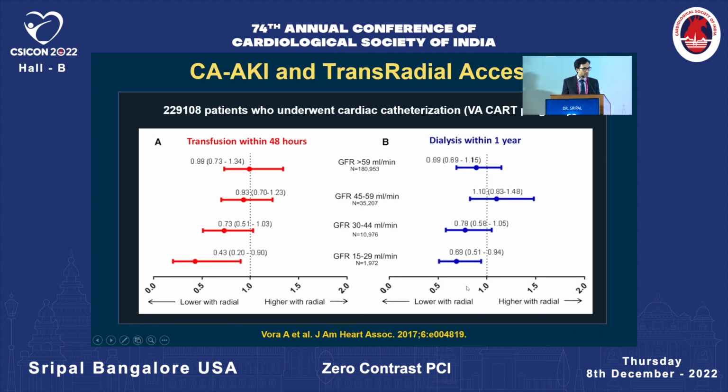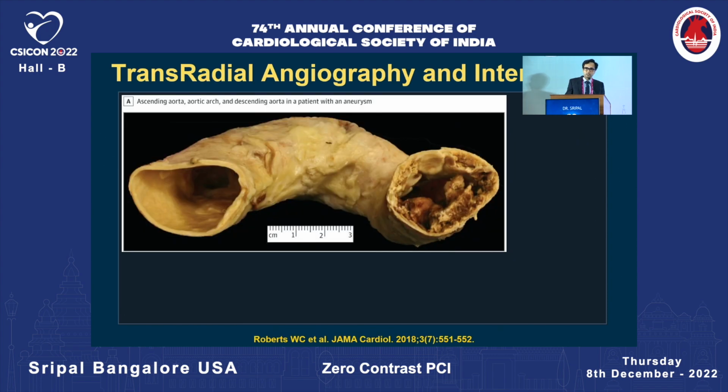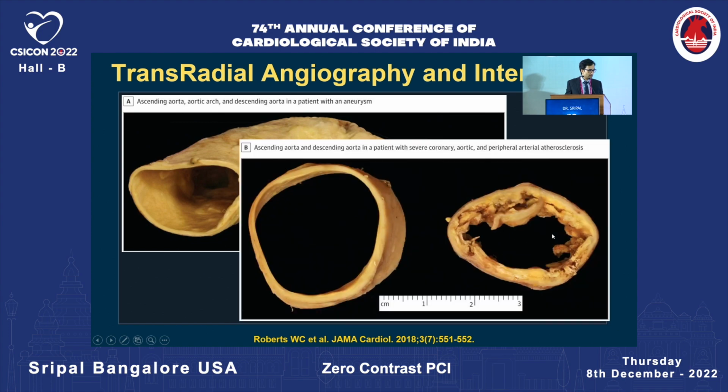In terms of radial versus femoral, observational studies clearly suggest that there is not only reduced bleeding with radial procedures, but also reduced risk of AKI and need for dialysis with radial when compared to femoral procedure. Part of the reason could be what we see here. This is a cross-section of the ascending aorta, aortic arch, and descending aorta. Clearly the descending aorta has a lot of atheroma. The ascending aorta is free of atheromatous plaque. So if you go the femoral route, there is a risk of cholesterol emboli and risk of AKI.